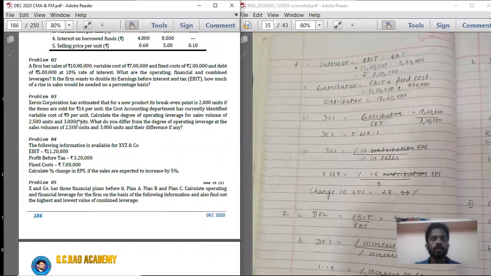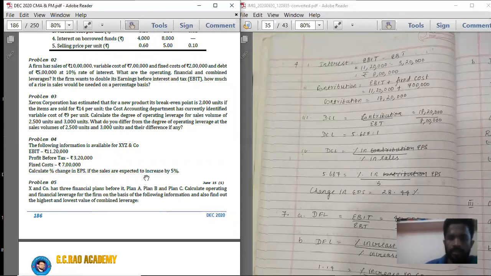Now moving on to problem number 4. Come to the question. The following information is available for XYZ and Co. What is the information available? EBIT is 11,20,000, and profit before tax, that is EBT, is 3,20,000. Fixed cost is 7 lakhs. Calculate the percentage of change in EPS if sales are expected to increase by 5%.